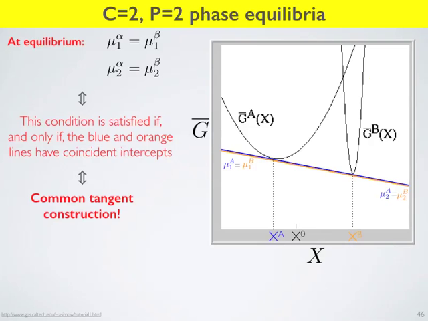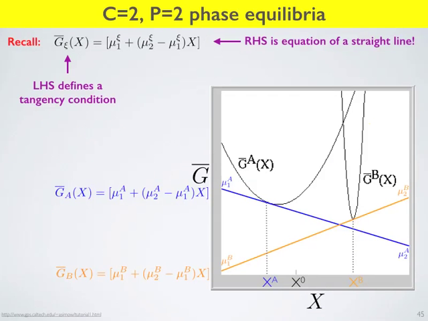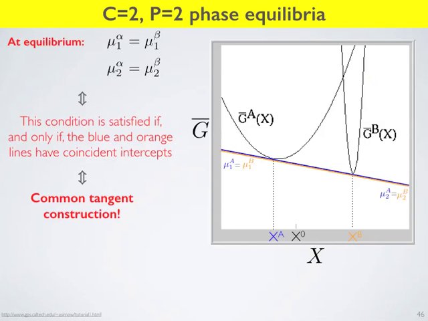So let's go back one slide. I just drew x sub A, the composition of phase A, and x sub B, the composition of phase B, sort of arbitrarily, and drew some tangent lines. But we can change the positions of x A and x B until our tangent lines are coincident. So that's what I've shown you in the next slide right here. I've adjusted x A and x B such that these tangent lines are completely coincident.